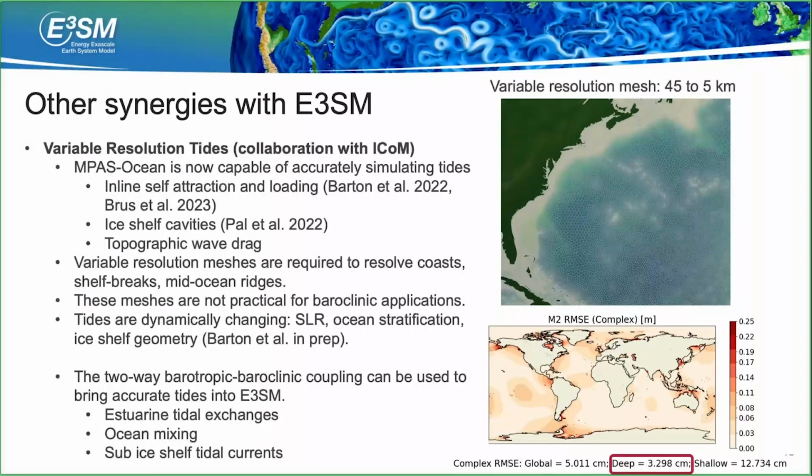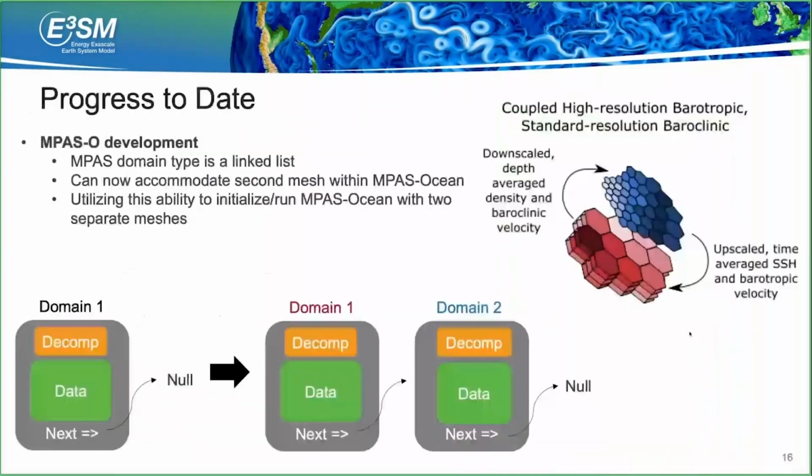So just kind of quickly going over some of our progress to date. MPAS Ocean has typically only been able to support one mesh. Obviously, we need to support two to make this work. After doing a deep dive into the framework of MPAS, we realized that the main data structure, which is the domain data structure, is a linked list.